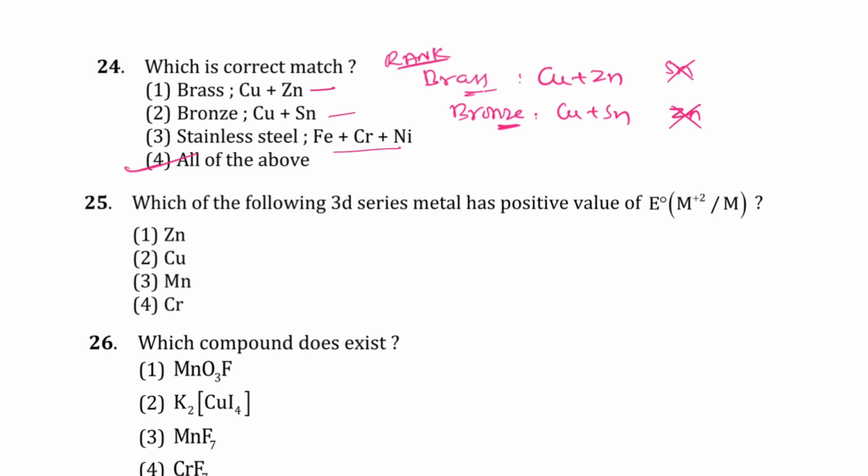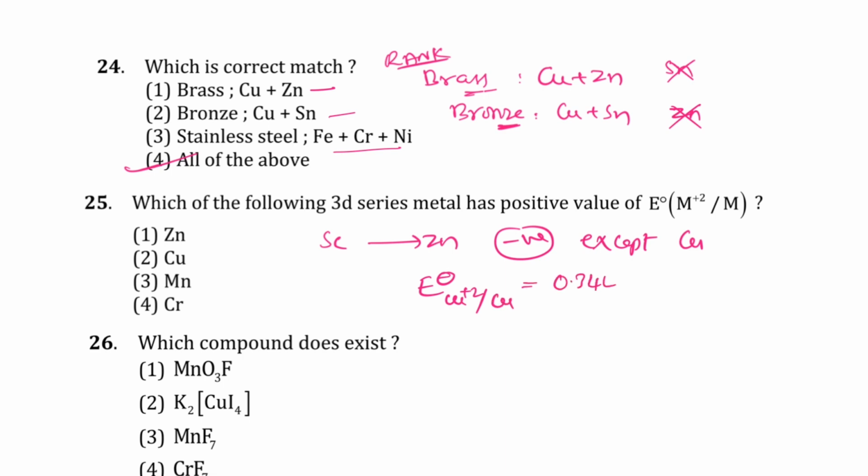Next, 25. Which of the following 3D series metals has a positive value of E0 M plus 2 to M? So we know that scandium to zinc all have negative values except copper. That copper electrode potential, we know from electrochemistry, Cu plus 2 to Cu is 0.34 volt. Therefore, the second option is correct.